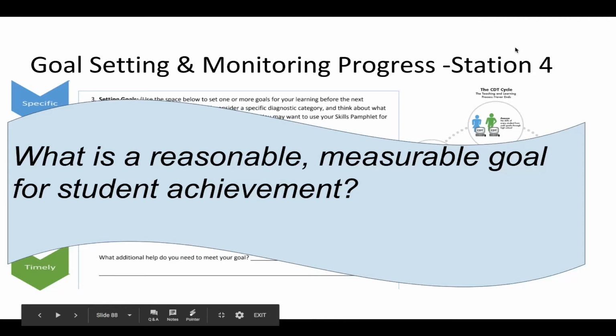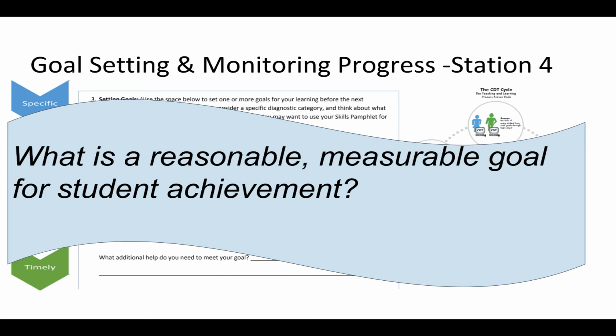For Station 4, our discussion is going to center on goal setting and monitoring progress. And our question to help with the focusing of that topic is, what is a reasonable, measurable goal for student achievement? And that in particular could be for individual student achievement.